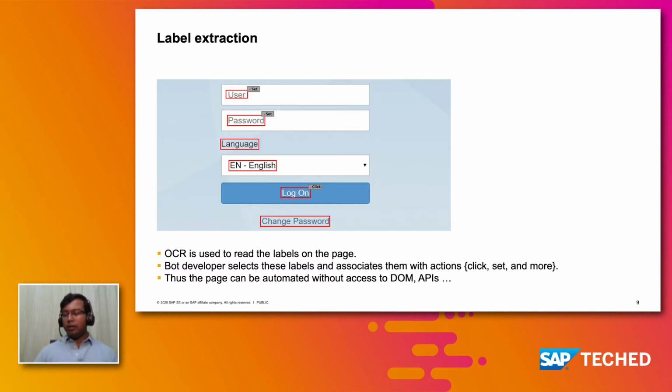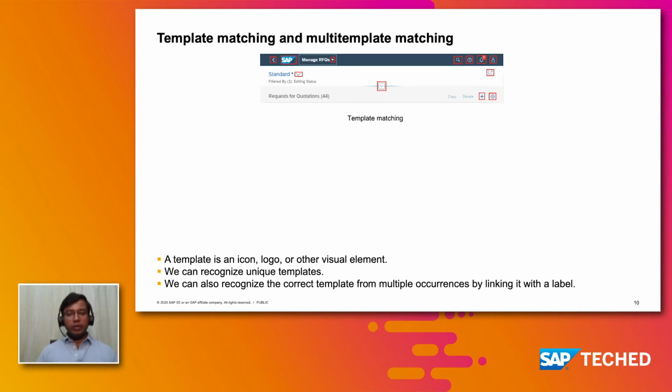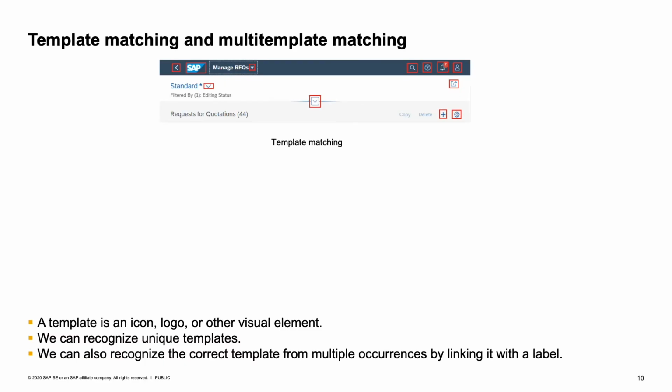So how do we really handle a more complicated UI? Then we are going to use something known as template matching and multi-template matching. Let's first of all look at template matching. What is that all about? As you can see on this image, this is a typical UI from SAP, and you can see that there are a bunch of UI controls or icons there. Next to standard, you can see there is a drop down, then there is a plus sign, then there is a gear icon, and so on and so forth. If you wanted to build a bot which would be able to recognize these elements and click on them, you would be using template matching, right?